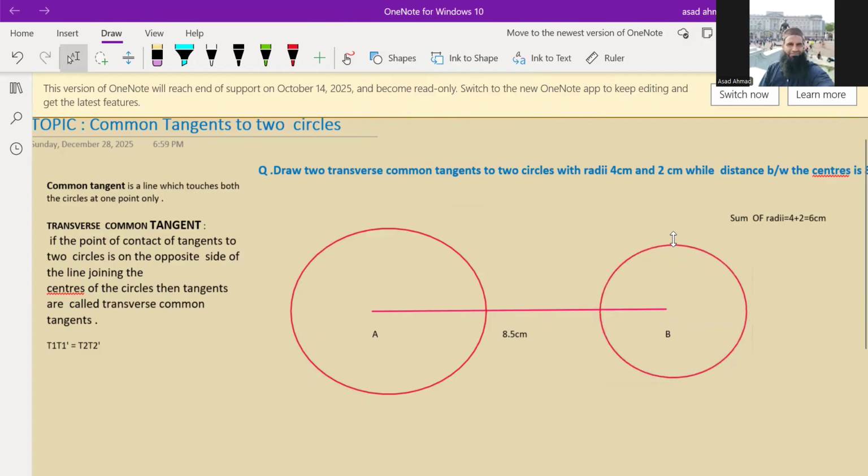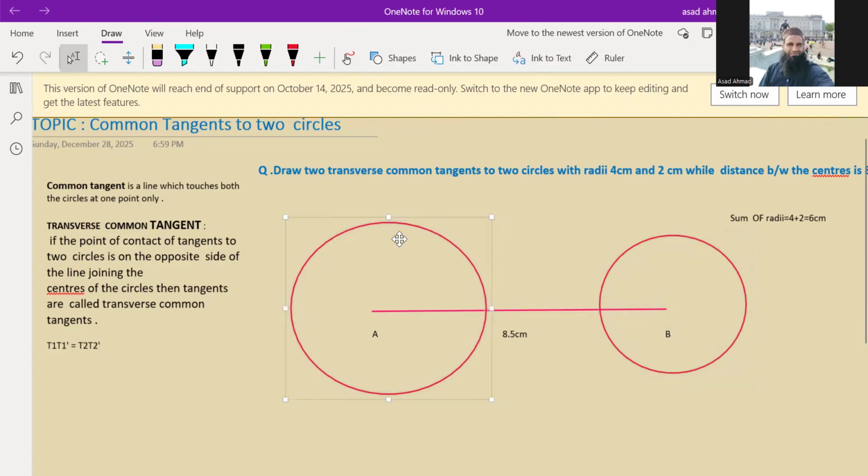The two circles are drawn with red color, one with radius 4 centimeter and the other with radius 2 centimeter, according to the given question. Now, as I told you earlier, we have to draw two more circles for the transverse common tangent as well, but those two circles will be supportive, a part of the steps to construct the common tangents.